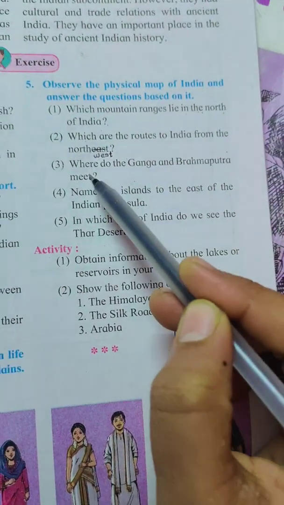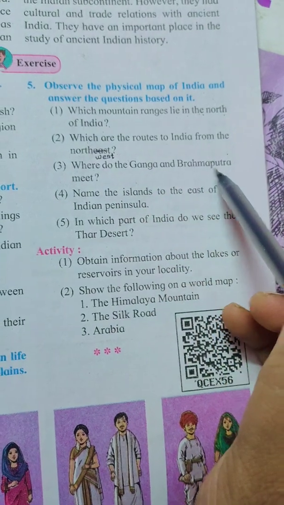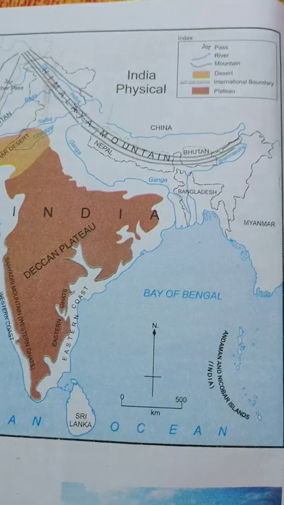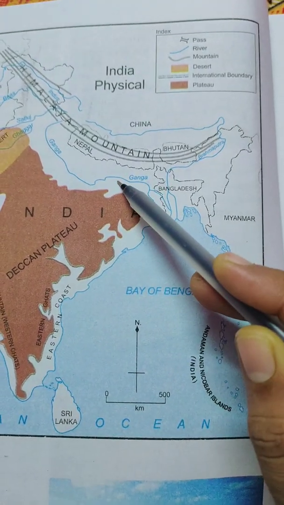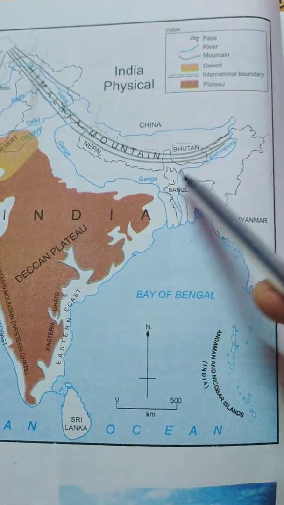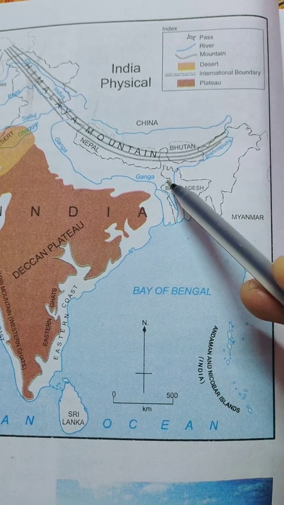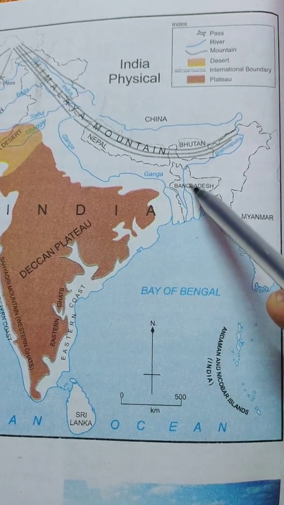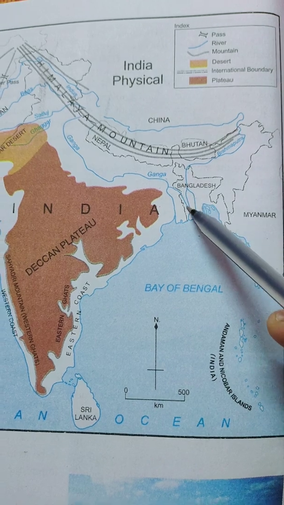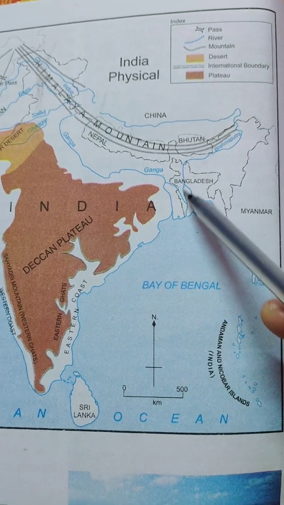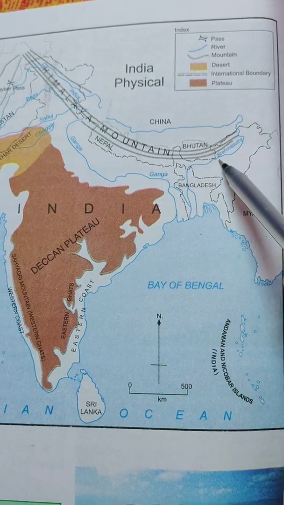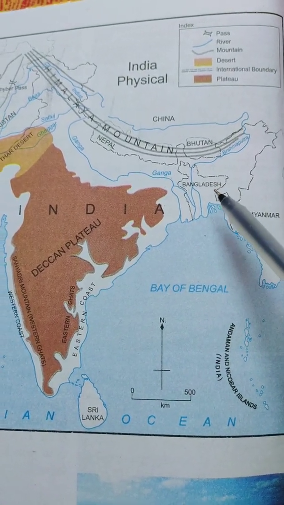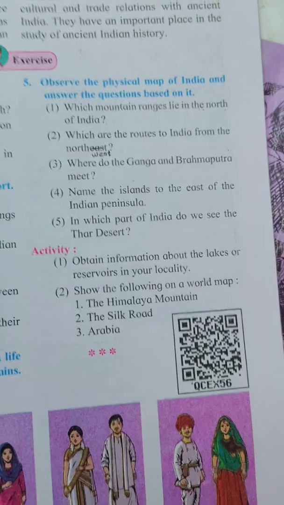Third question is, where do the Ganga and Brahmaputra meet? At first we will find the Ganga and Brahmaputra rivers. See, this is the Ganga river and this is the Brahmaputra river. So they both meet in Bangladesh. See here, these both rivers meet in which place? In Bangladesh. So the Ganga and Brahmaputra rivers meet in Bangladesh.